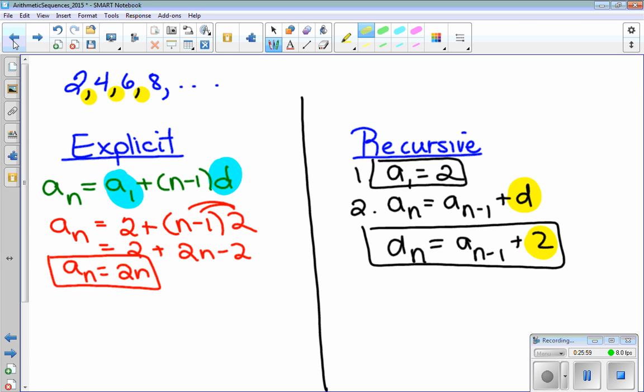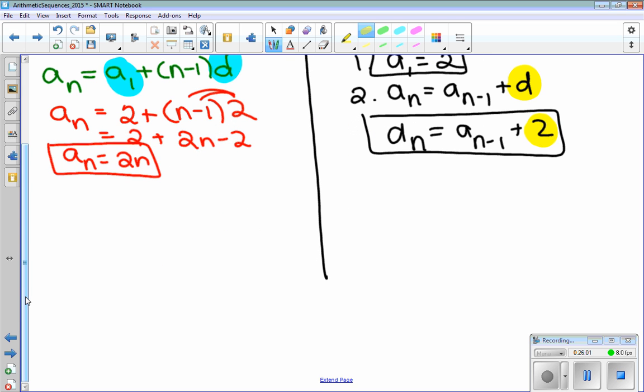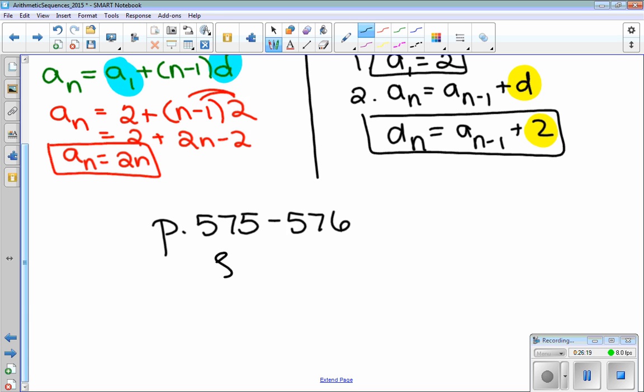But all right, so let me go ahead and give you your homework. Okay, it's going to be out of the textbook. It is going to be on page 575 to 576. Going to do some even problems here. You're going to do 8 through 24. And then we're going to skip some, and we're going to go to 42 to 44. And you're going to do evens only.